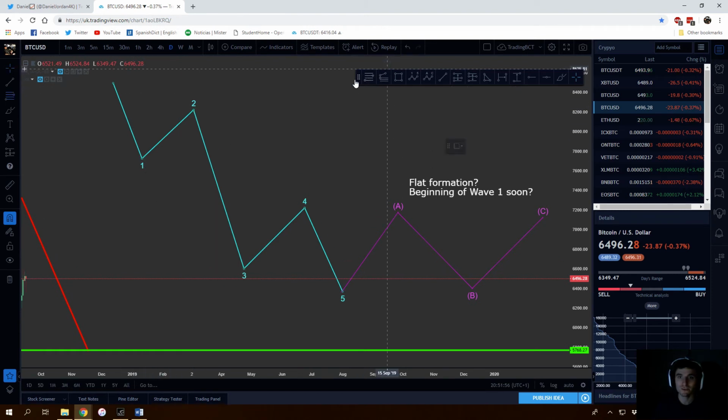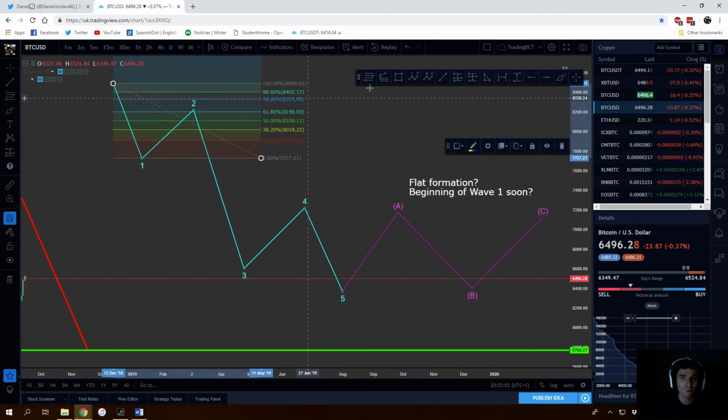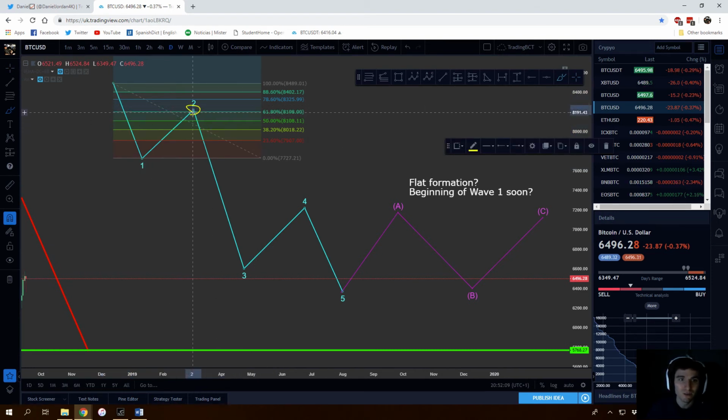Okay, so you take your Fibonacci retracement from the start of wave 1 to the bottom of wave 1, and you see the price moving up to the 61 golden ratio. The price hits the 61 golden ratio. You think, okay, the price has hit the golden 618 Fibonacci ratio. This is a great opportunity to short.